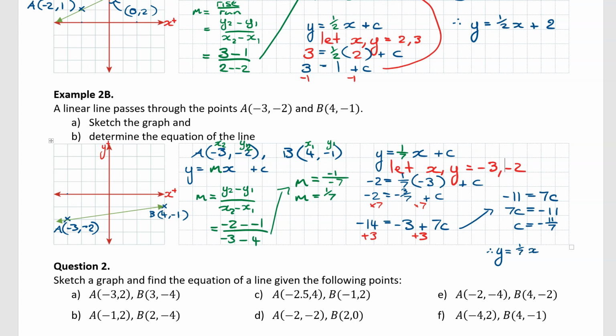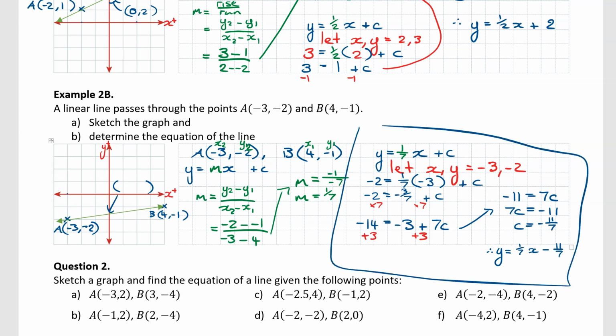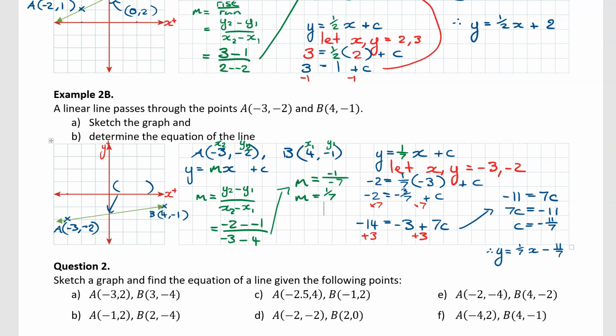1/7 x take 11/7. So remember how I was talking about in example 1, we can't really determine the value of c by looking at the graph, because look at over here, we can't get an exact value out of that. But if we use the algebraic method as we've seen over here, then we can get that exact value. So putting that in, we find that it cuts at -11/7 there.